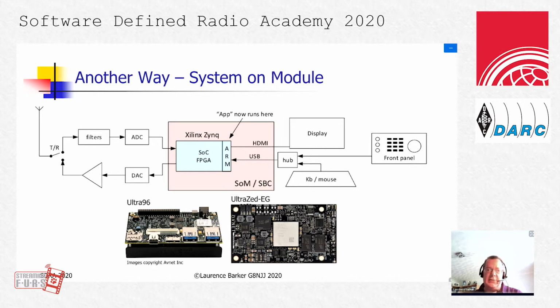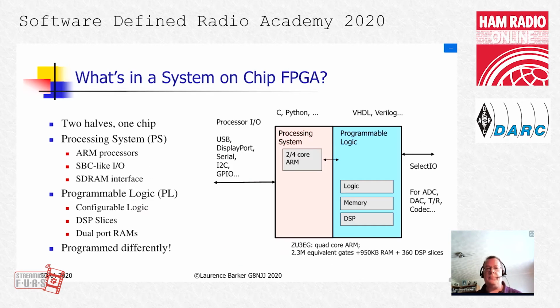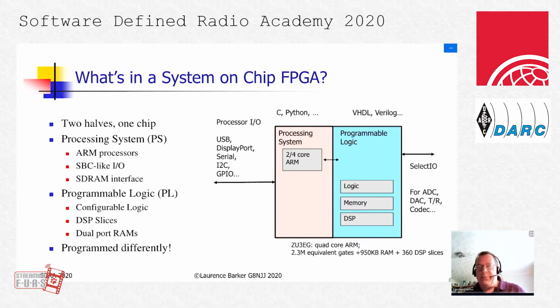So what I'm trying to do is to make a radio that runs on that. The display will come out from that Xilinx Zynq FPGA. The mouse and the keyboard will connect to that, and the front panel will connect to that. So the system on chip FPGA is what enables this to happen.